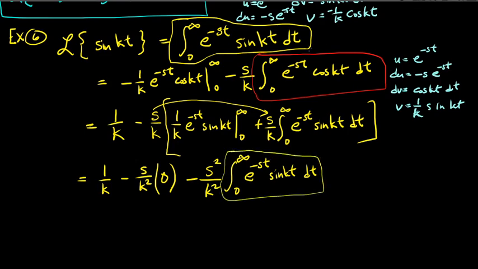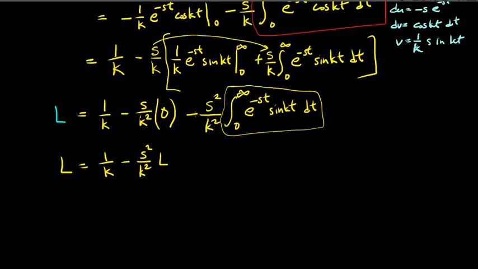So yeah, this is what we wanted to do. Let's just give it a name. Let's just call it capital L, right? So this is all equal to L, right? Which means L is equal to 1 over k minus s squared over k squared times L. So we just have to solve that equation for L, right?